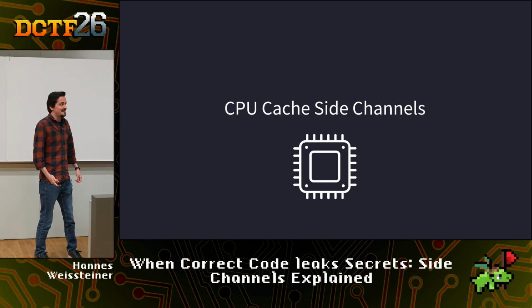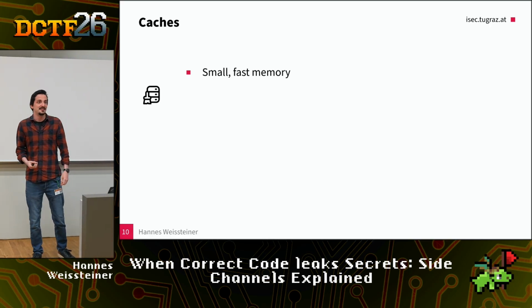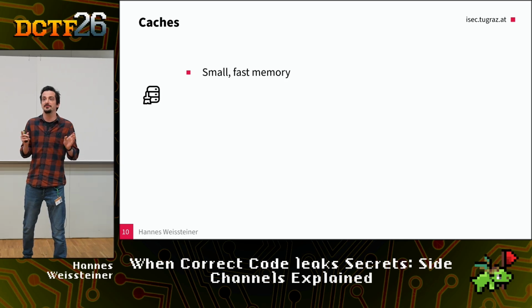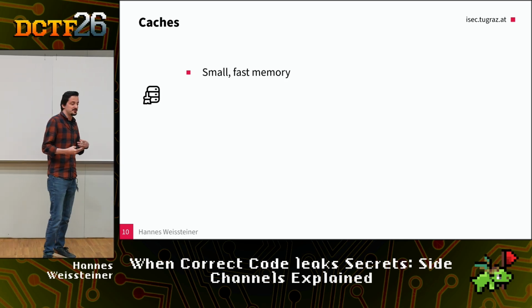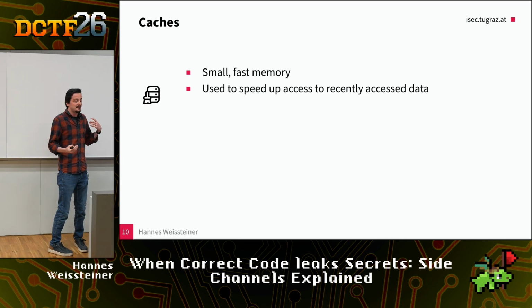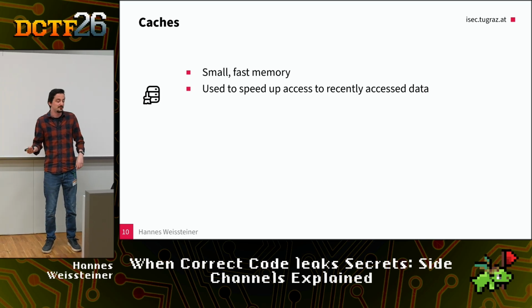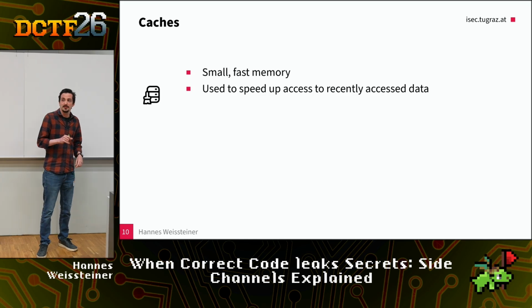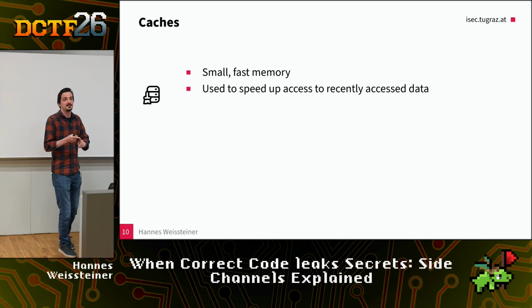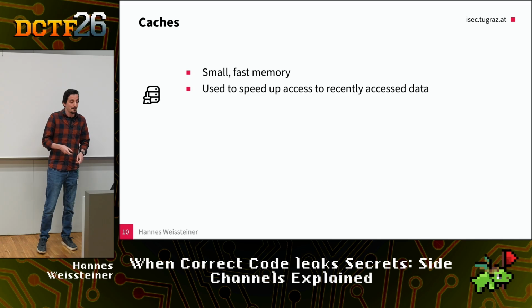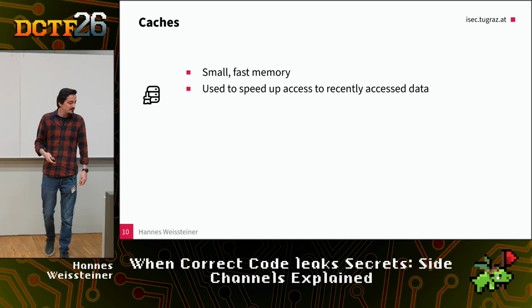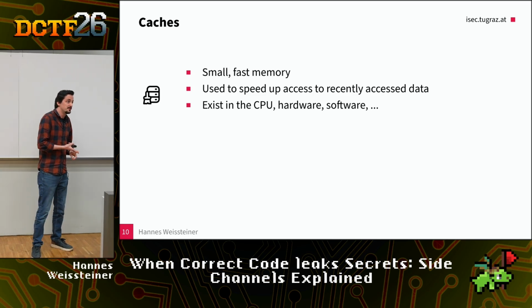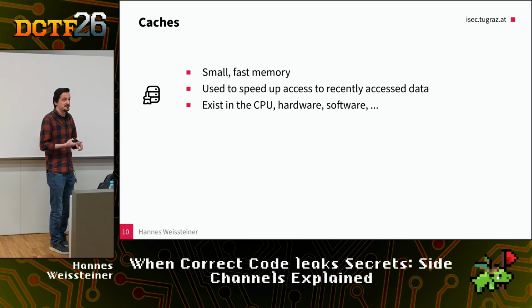So, talking about caches, caches are very small, very fast memory that you use to store recently accessed data from a slower memory. For example, in the CPU, we have multiple layers of caches, each smaller and faster than the previous. Yeah, this exists in a CPU, this exists in hardware, this exists in software.